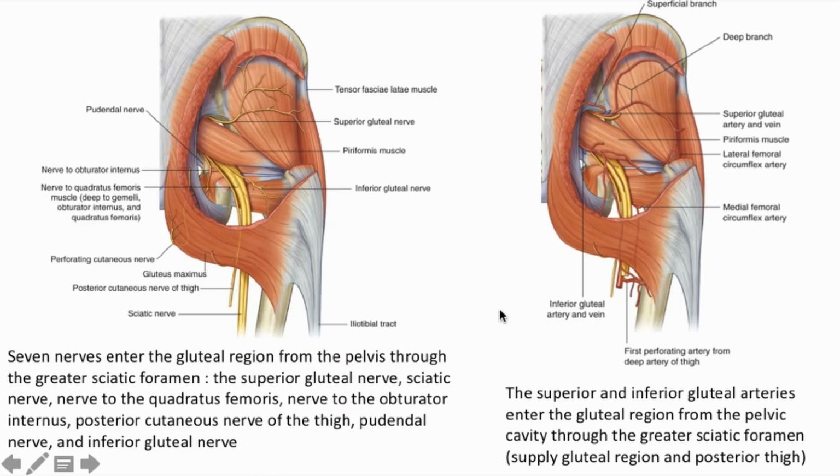Nerves. We talked a little bit about nerves. We have 7 nerves that enter the gluteal region from the pelvis through the greater sciatic foramen: superior gluteal nerve, sciatic nerve, nerve to the quadratus femoris, nerve to the obturator internus, posterior cutaneous nerve of the thigh, pudendal nerve, and inferior gluteal nerve. So we have a lot going on here.